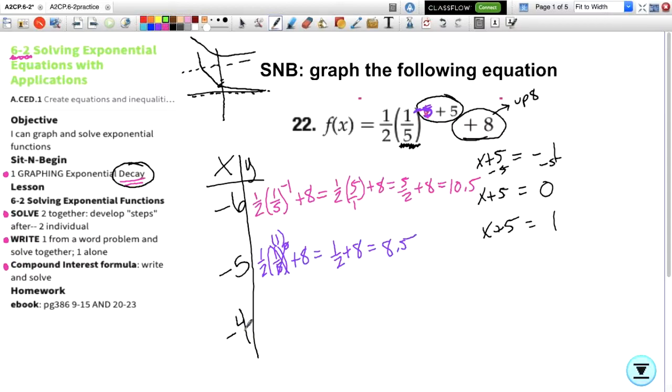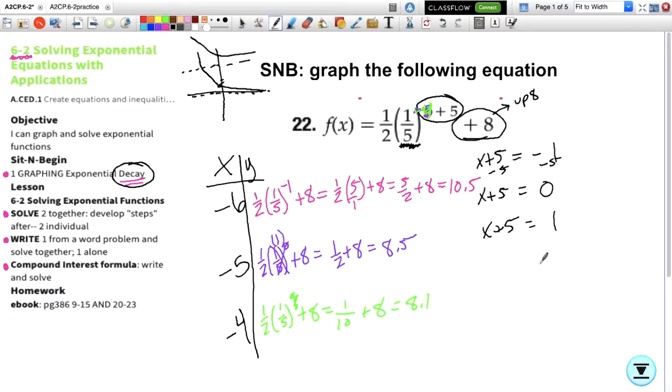Now let's see our last point here. I'm going to plug in a negative 4. Negative 4 plus 5 is positive 1. So I have 1/2 times 1/5 to the first power plus 8. Anything to the first is just itself, so I can ignore that 1 and just go across the top, across the bottom. And I get 1/10 plus 8. And I literally told you what this is as a decimal: it's 1/10. So my answer is going to be 8.1, or 8 and 1/10. So for this point, I'll go over to the left, negative 4, and then I will go up 8.1.